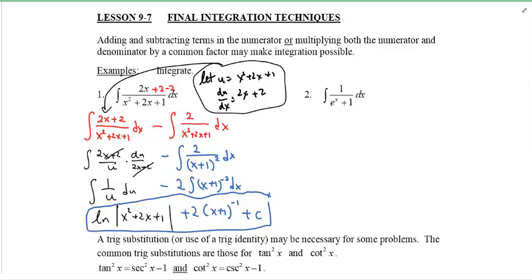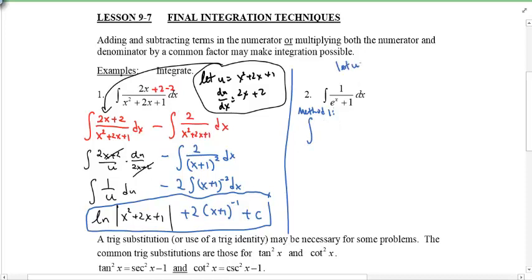Now, we could do the same thing for example number 2. Or you can try this other technique of actually multiplying the numerator and denominator by a common factor. So I'll show you both actually for this one. Method 1 would be where I'm going to ask you to think about, what can I do with this? And if I said once again let u equal e to the x plus 1, I'm looking for du/dx being also e to the x. And I don't have that.